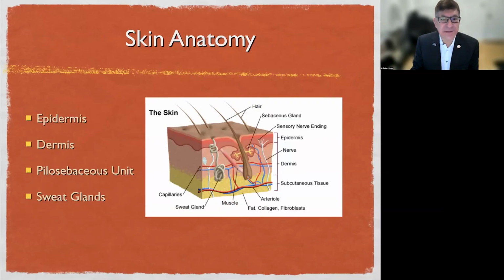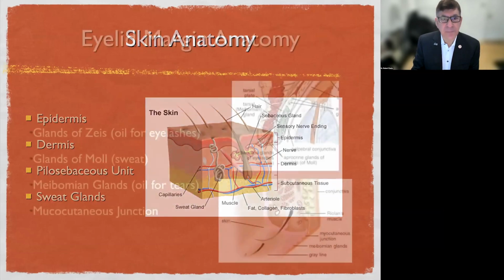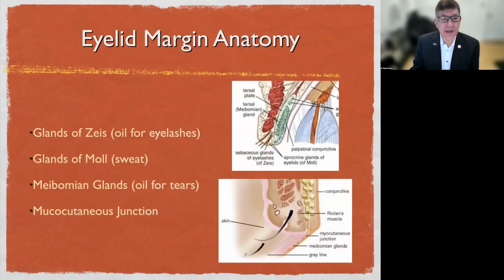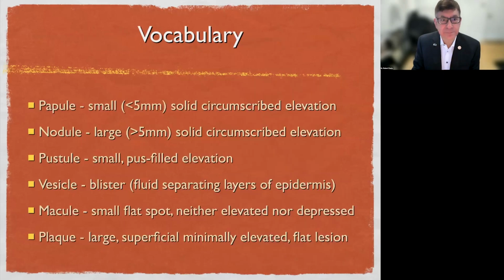I'm going to remind you a little bit of the skin anatomy. We're going to be talking about the epidermis, the outer layers, the dermis, pilosebaceous units, which are the oil glands and hair follicles together, and then sweat glands. I'll also remind you of the eyelid margin anatomy, which I know we all know well, but the glands of Zeis that provide oil for the eyelashes, the glands of Moll that provide sweat, and the Meibomian glands that provide oil for the tears, and then this idea of the mucocutaneous junction where the skin and mucous membrane meet, essentially at the gray line for the normal eyelid.